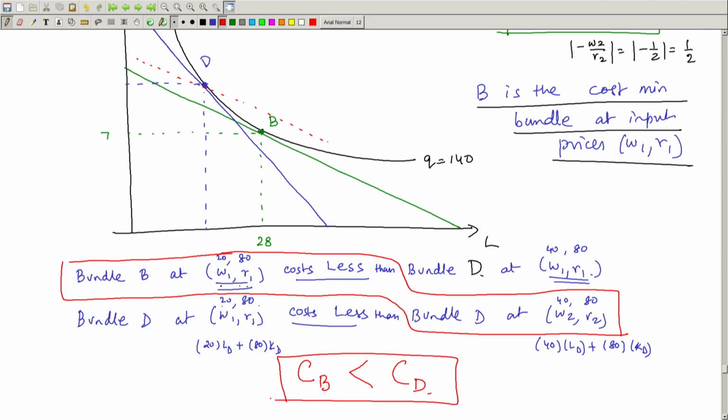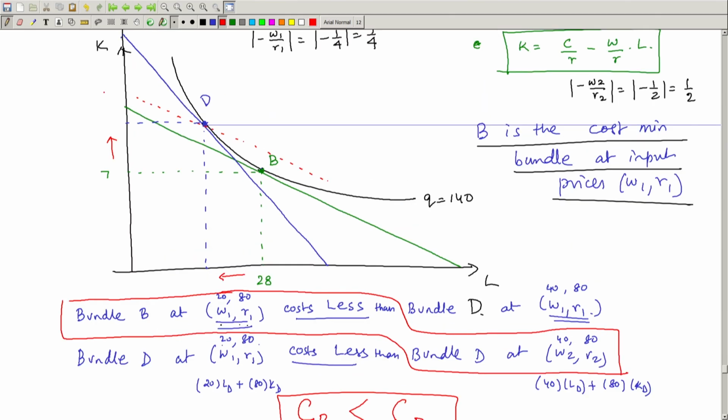So if the input price of labor had increased, I will end up going to a new bundle. In fact, notice I will use lesser amount of labor and I will use more amount of capital, because labor has become more expensive. I am going to substitute labor with capital. I am going to use less labor and I am going to use more amount of capital.